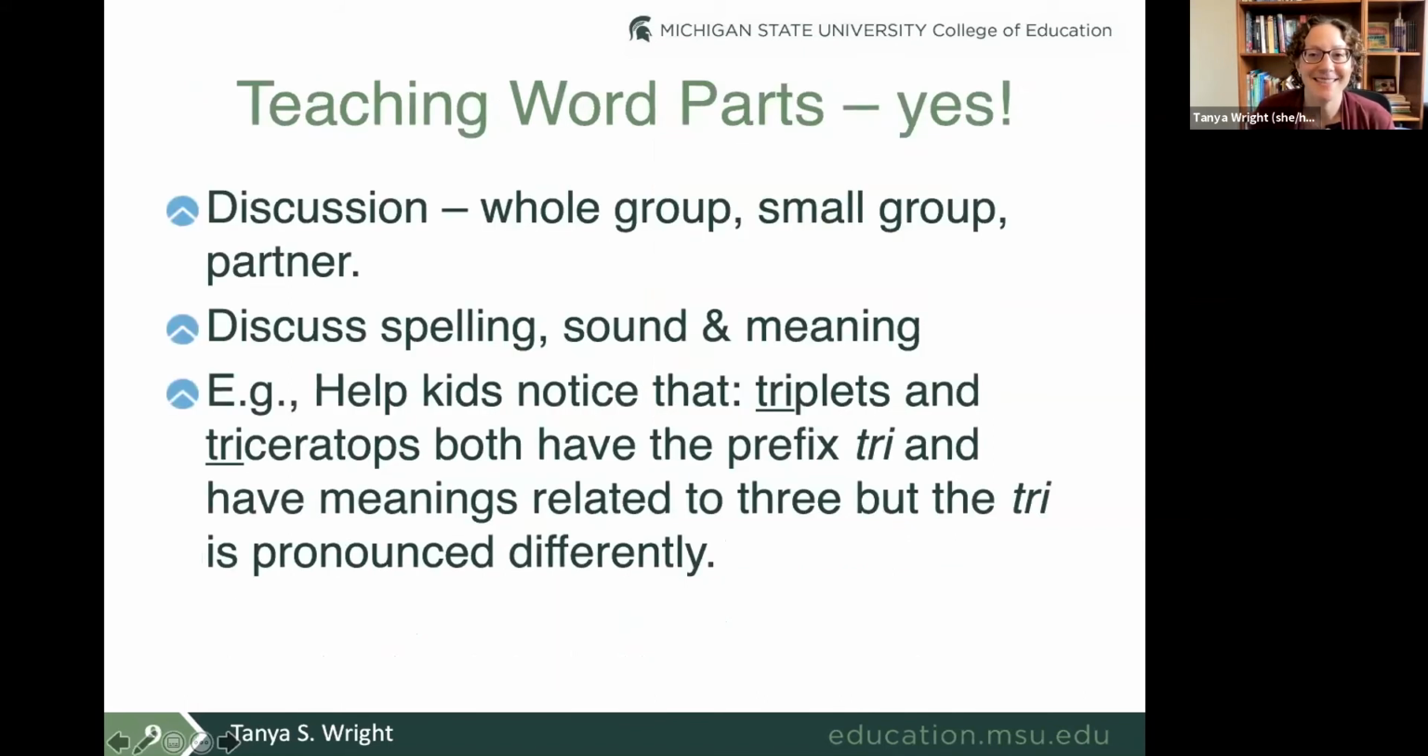So teaching word parts, yes, let's see some things we could do. Discussions about words in whole group, small group, or with partners is super wonderful.